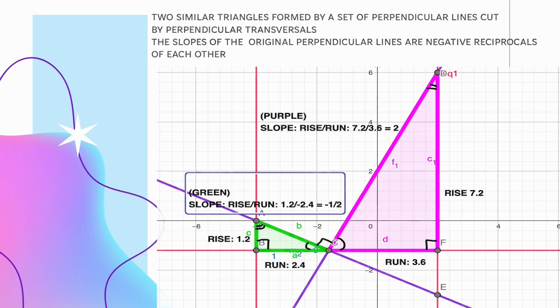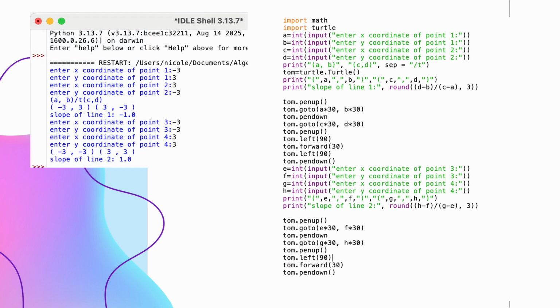You can also look at the proof through Python. When you end up drawing the lines and you calculate, you realize that you end up with the slope of one line being -1 and the slope of the other line being 1. Once again, negative reciprocals of each other. Any perpendicular lines that you enter into the program will result in the slopes of the two lines each being negative reciprocals of the other.